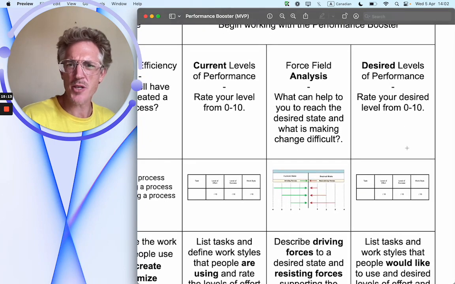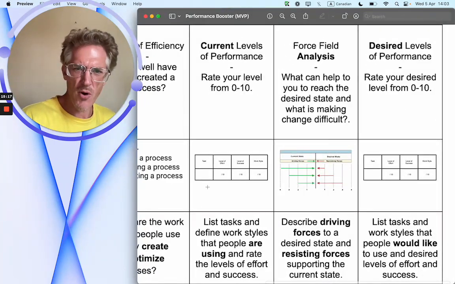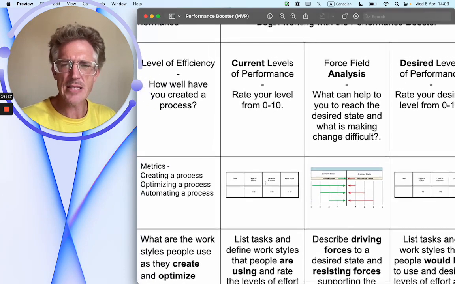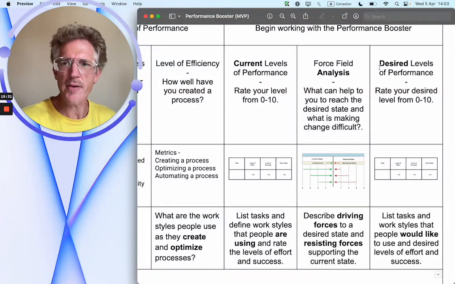All right. So now what you're going to do is what? After you have these current levels of performance, like you put in a number, what is our level of effort? What is our level of success? What is our level of efficiency? Then we discuss, okay, what are the forces that are driving us to move to a desired level of performance? And what are the resisting forces that are supporting the current state?